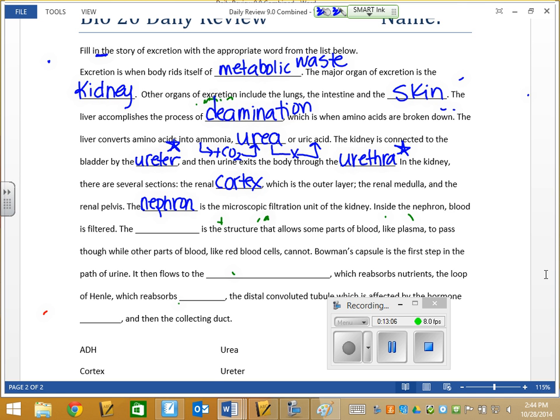Your nephron is the microscopic filtration unit. Inside the nephron, blood is filtered. The glomerulus is the structure that allows some parts of the blood, like plasma, to pass through, while other things, like red blood cells, and I'll even add proteins here, cannot. Bowman's capsule is the first step in the path of urine. Then it flows to the proximal convoluted tubule.